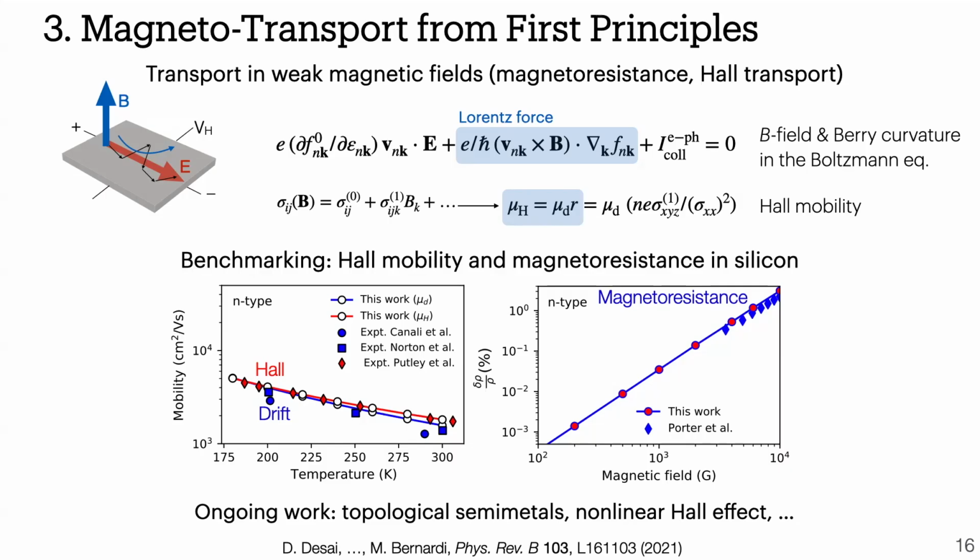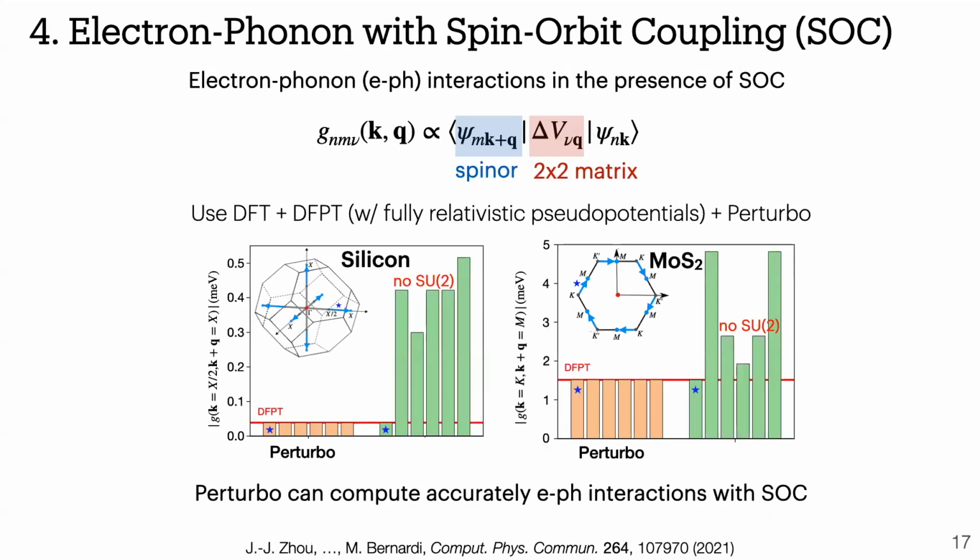There have been recent developments. In particular, we've also added the Berry curvature to this formalism, which enters through the anomalous velocity term. So now we can model magnetotransport in topological metals, as well as model higher order transport properties, such as the nonlinear Hall effect. And so we will have an arXiv paper on that this month.